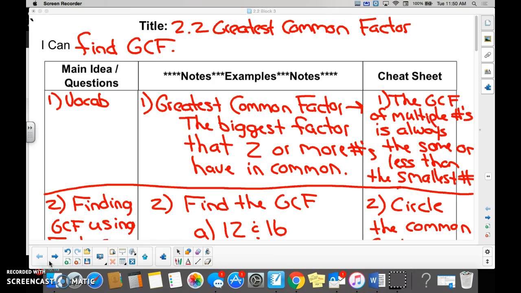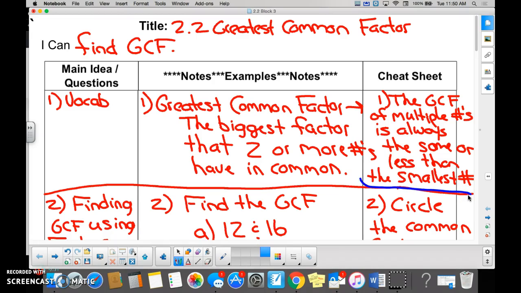Remember, this is key. Are factors bigger or smaller than the given number? Smaller, but they also can be equal to, right? The cheat sheet is a thinker. If you are comparing two numbers and trying to find the GCF, it's always going to be the same or less than the smallest number. It can't be any bigger than the smallest number because factors are always the same or less, right?